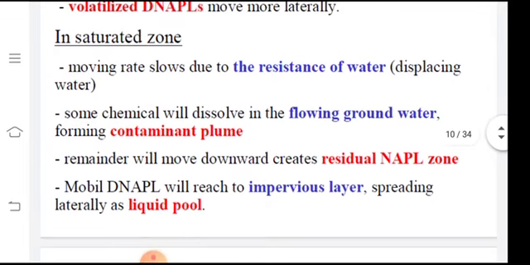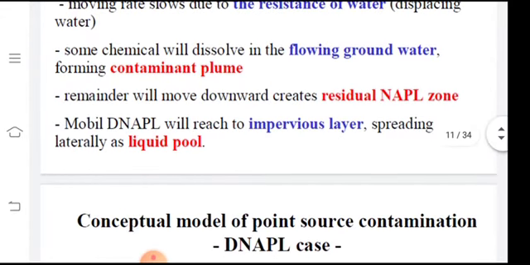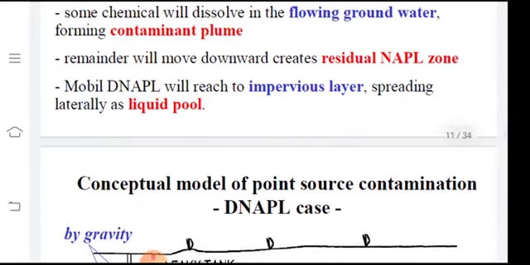In the saturated zone, what kind of behavior will it show? The moving rate is slow due to the resistance of water displacing water, and some chemicals will dissolve in the flowing groundwater, forming a contaminant plume, and the remainder will move downward and create the residual NAPL zone. Mobile DNAPL will reach the impervious layer, spreading laterally as a liquid pool.